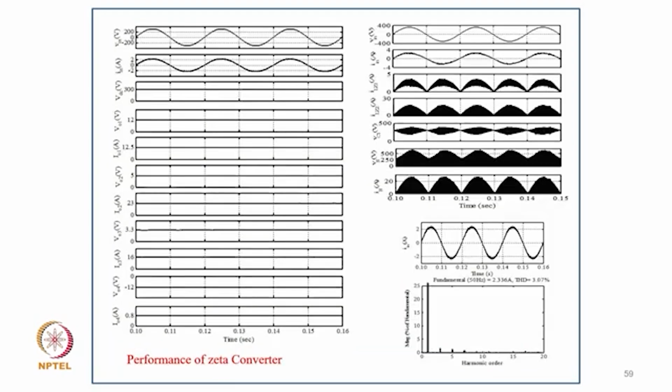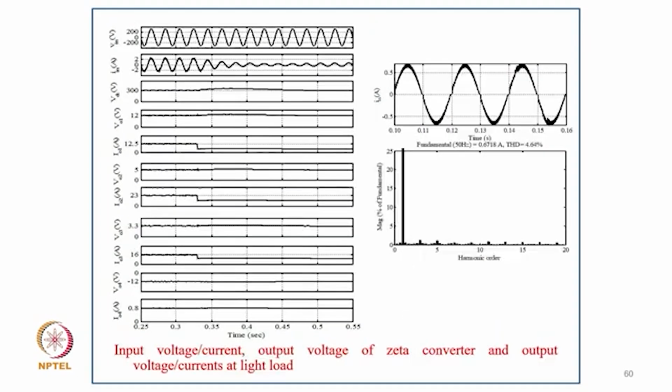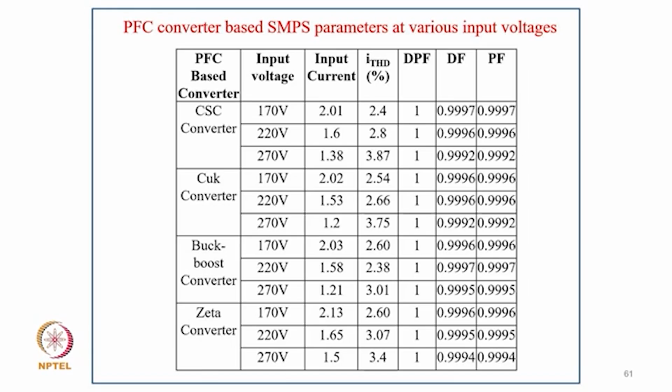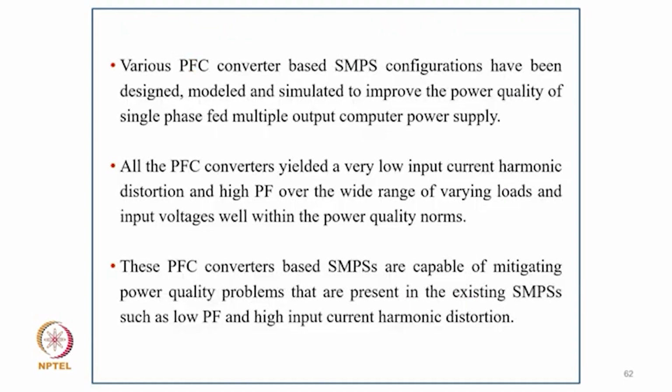Similarly for the Zeta converter, you can clearly see the design here, and the THD is only 2.33% even at full load condition. With varying load you also get sinusoidal current, and the THD remains 4.64%. This is a comparison of performance with the input voltage varying from 170 to 270 volts with 220 as base. The THD always remains less than 5%, the displacement factor remains unity because of the input diode rectifier, the distortion factor remains 0.99, and the power factor is also 0.99 in all cases, for all converters.